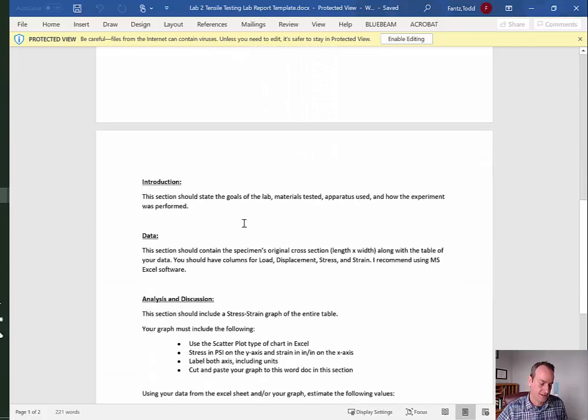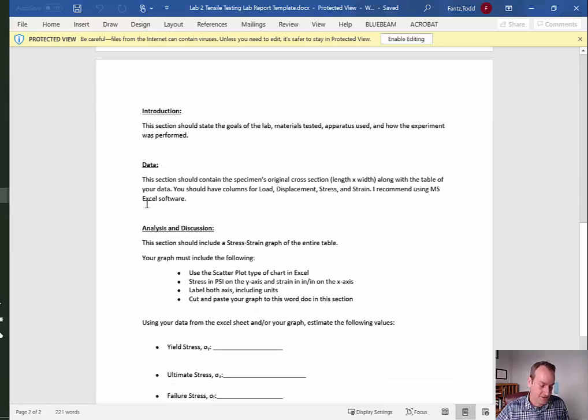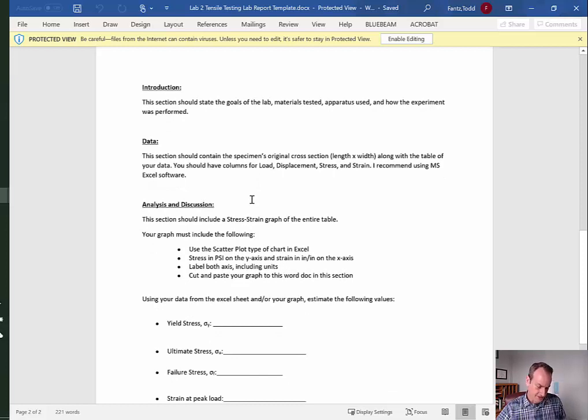Then you have some series of sections. You have an introduction section where you state the goals of the lab, materials tested, apparatus, and how the experiment was performed. We're going to need a data section. What's the original cross-section and width, a table of the data. Should have columns for load, displacement, stress, strain. I recommend using Excel.